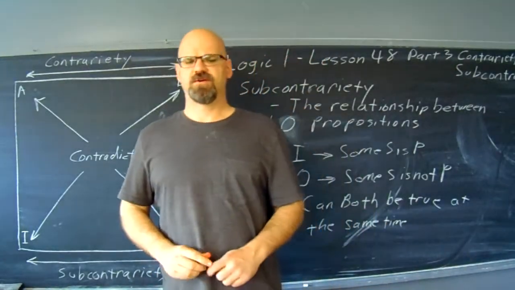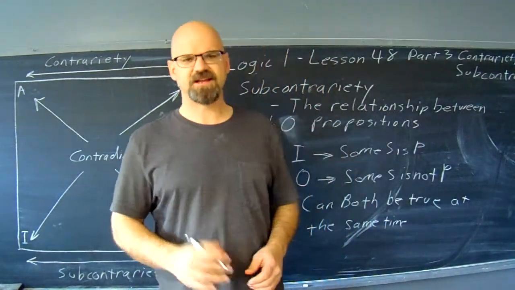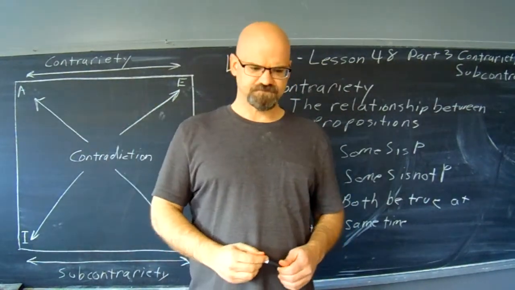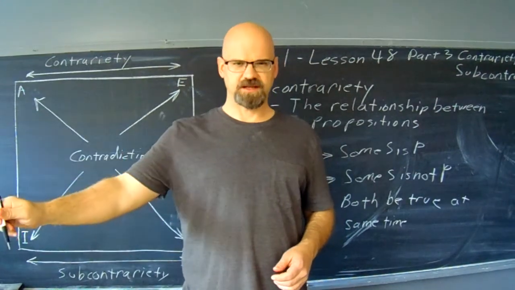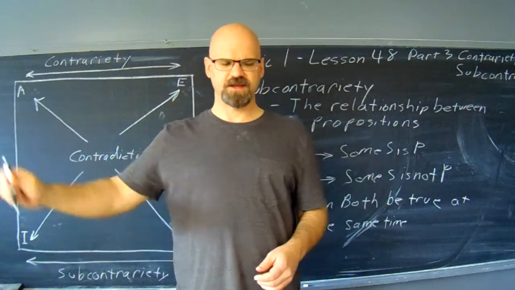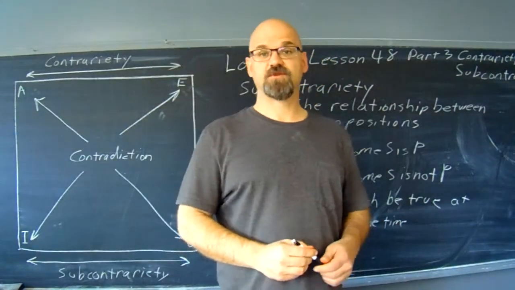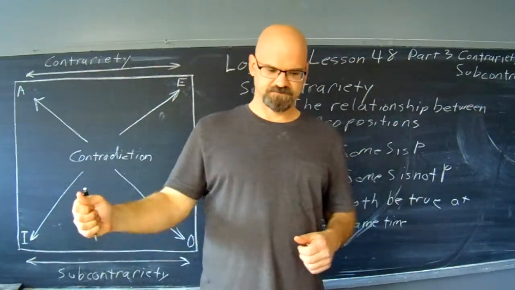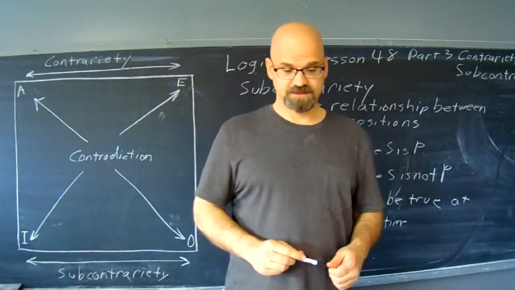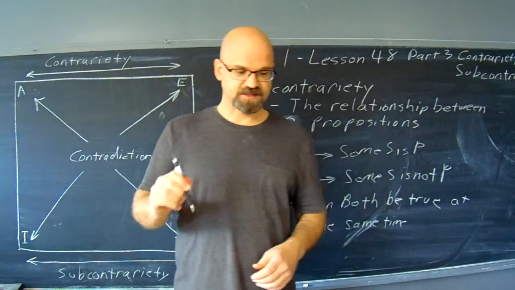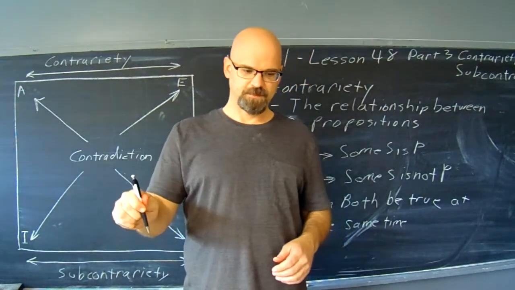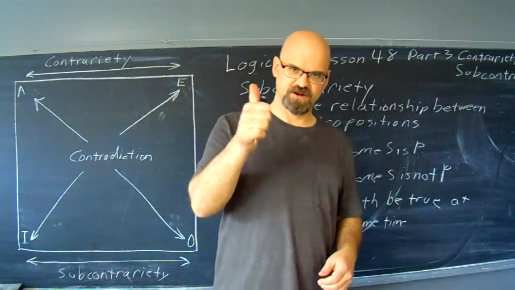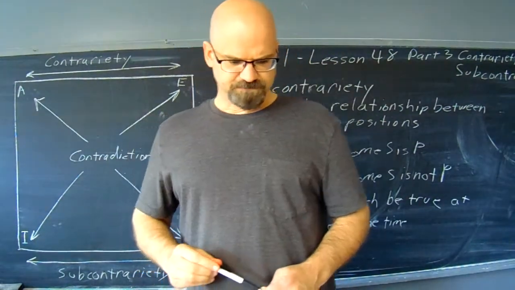Just a quick review on the different types of statements. What is an O statement? Who can tell me? What is the form of it? Some S is not P. Some S is not P. How about an A statement? What is the form of an A statement? All S is P. Very good. How about an I statement? An I statement says that some S is P. And an E statement is no S is P. Very good, for those of you that were following along and got those.